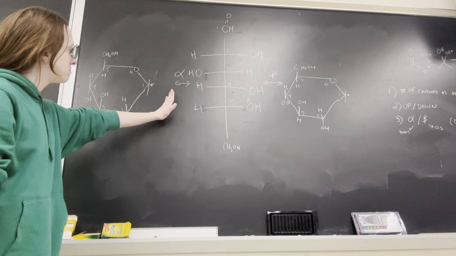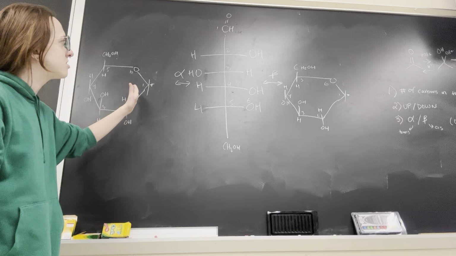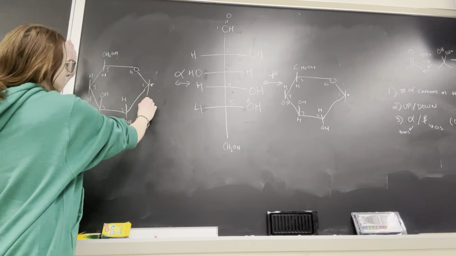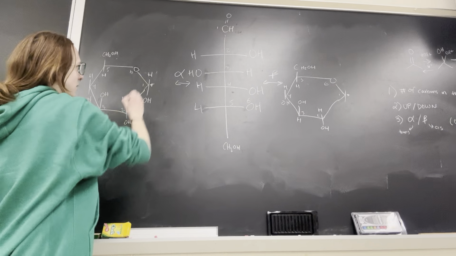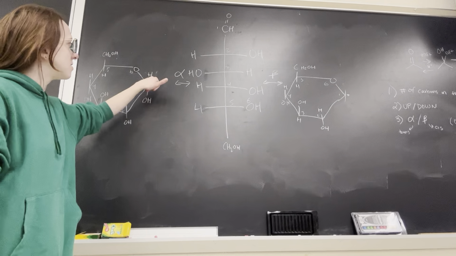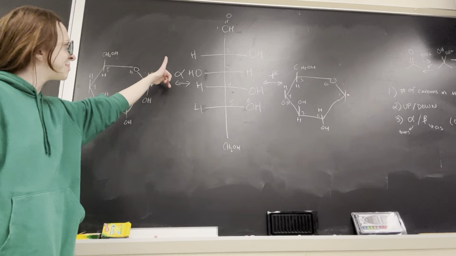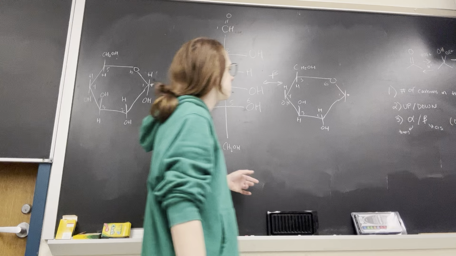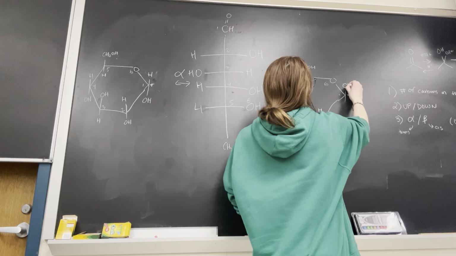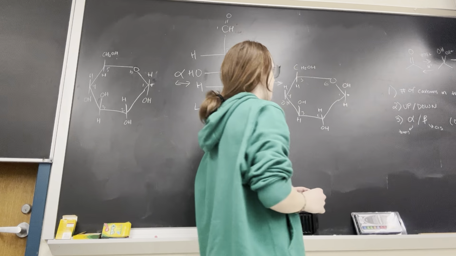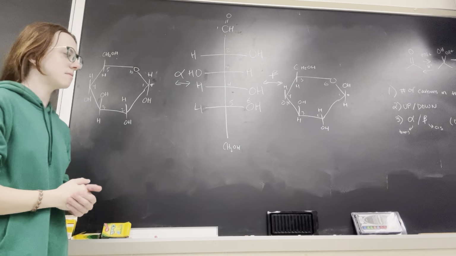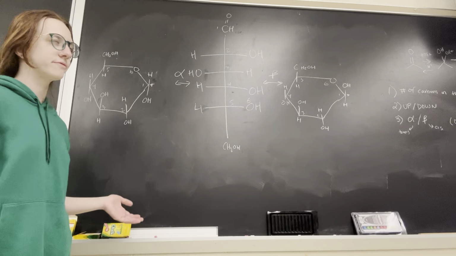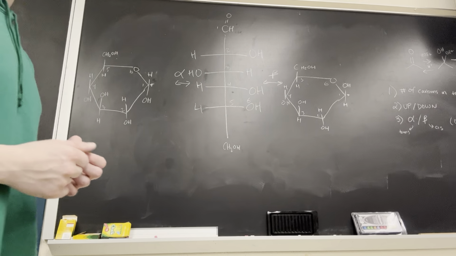So if it is alpha, the OH on the anomeric carbon is going to be trans. So if this is pointing up, alpha will have the OH pointing down, and it's an aldehyde, so this up here is just the H. And then over here, beta is cis, so the OH is going to be up, and H will be down. And that is how you would draw alpha and beta glucose, D-glucose, because it's a D sugar.